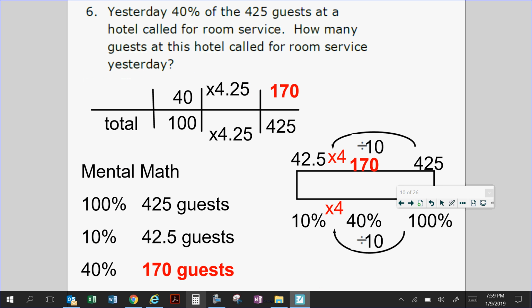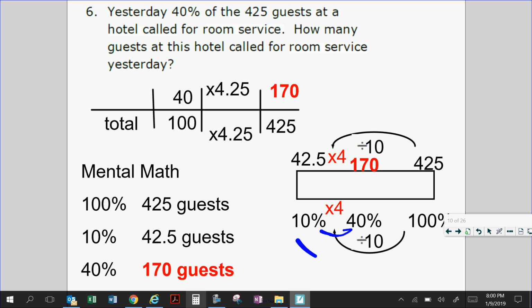Yesterday, 40% of the 425 guests at a hotel called for room service. How many guests at this hotel called for room service? So here's a picture. 100%, that's everybody in the hotel, is 425. So can I break 100% down to 10%? How do you break down 100% to 10%? Divide by 10. So 425 divided by 10 is 42.5.